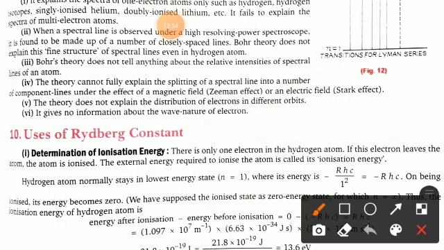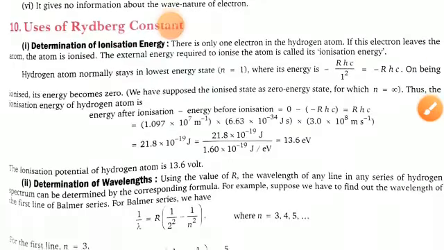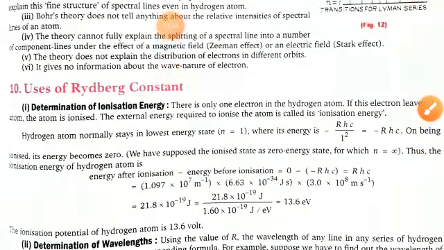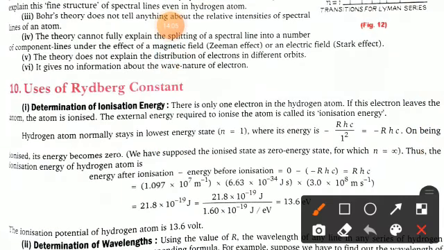Now come to the fifth one. The theory does not explain the distribution of electrons in different orbits, and it gives no information about the wave nature of electrons. Fine. Now here you can see this is the Rydberg constant. What are the uses of the Rydberg constant? This is the last topic of your chapter.